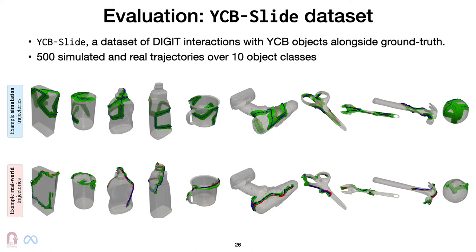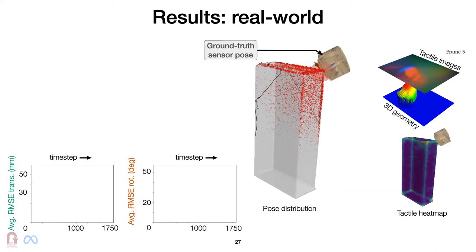Here are examples of the simulated trajectories and the real world ones, along with the sensed tactile geometries in green. The simulated trajectories are generated at random for a fixed geodesic distance on the surface, while the real world ones are collected by a human operator, as previously shown.